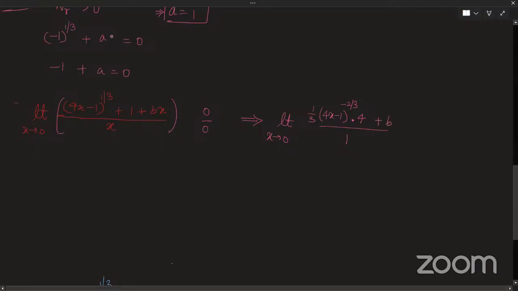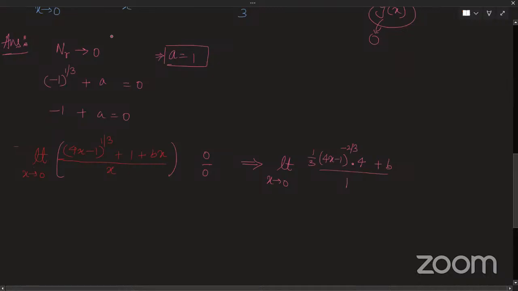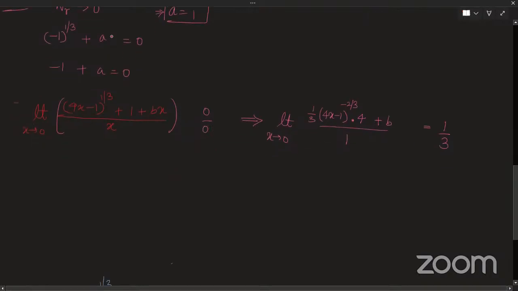Is this an indeterminate form? No, this is not an indeterminate form. And I already know that the value of the limit is 1 by 3. So what should I do? I can just directly input my value. So this thing will become 1 by 3 into (minus 1) raised to minus 2 by 3 into 4 plus b is equal to 1 by 3. Right?